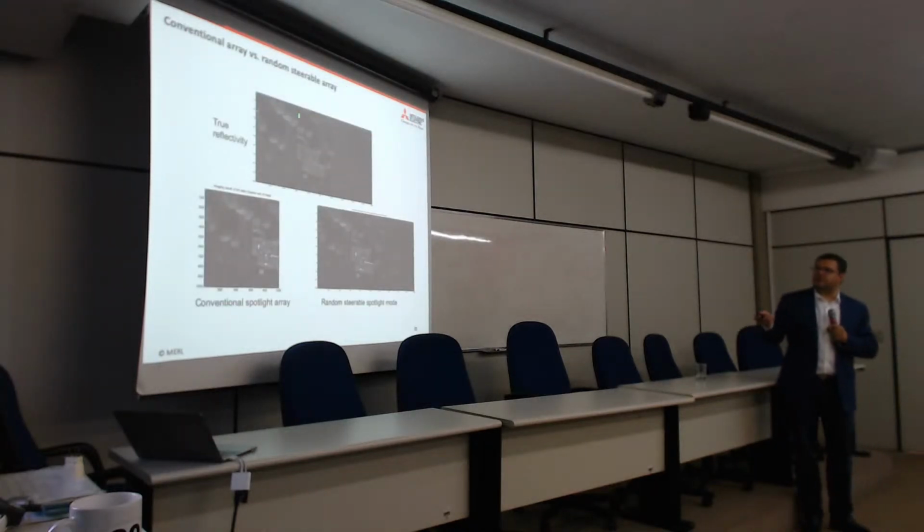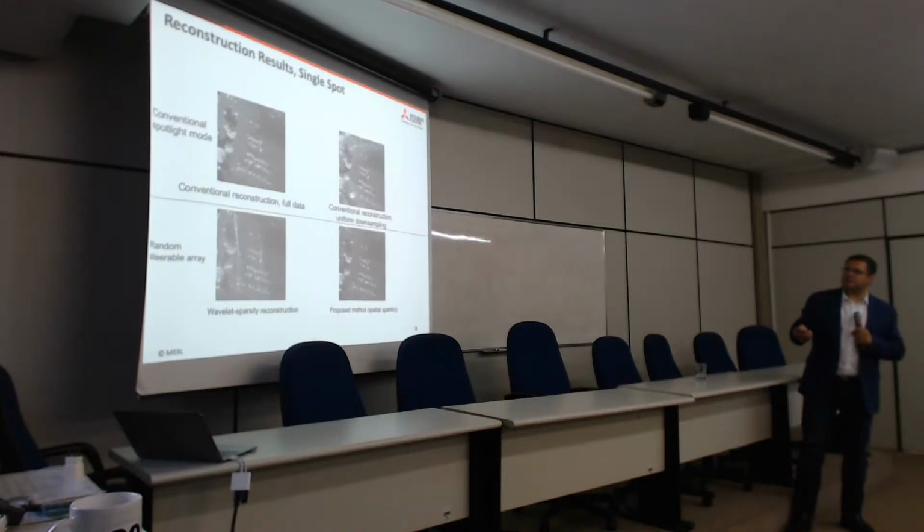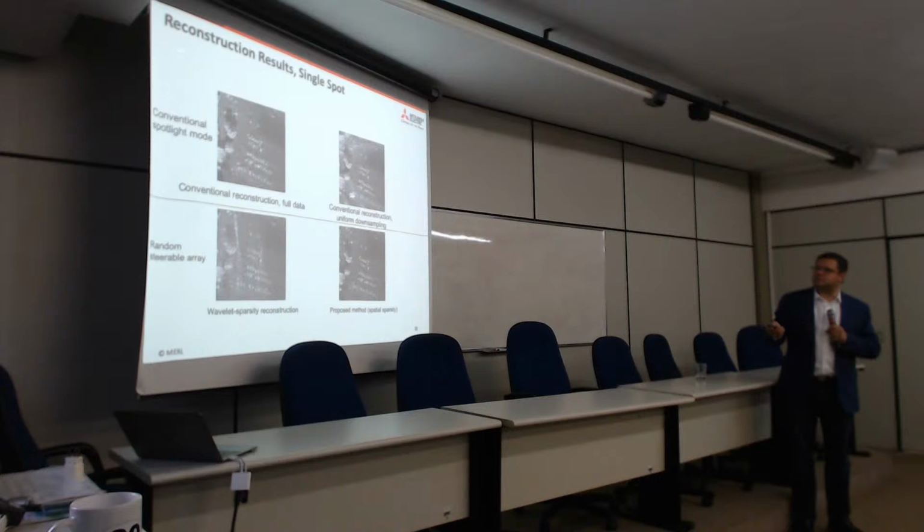Let's say this is the true reflectivity. I don't know if you can see that. If you had a conventional spotlight array, you'll get half the image. If you have a random steerable spotlight mode, you get the full image. And this is how it works. This is how it looks when you zoom in.